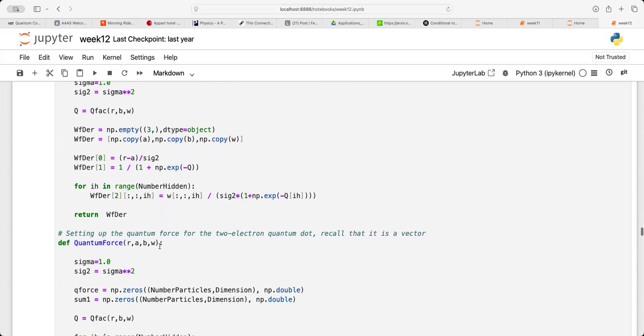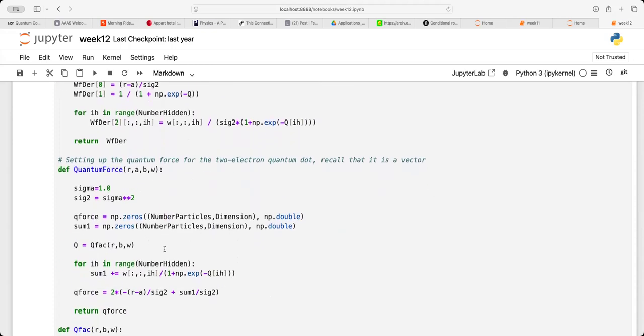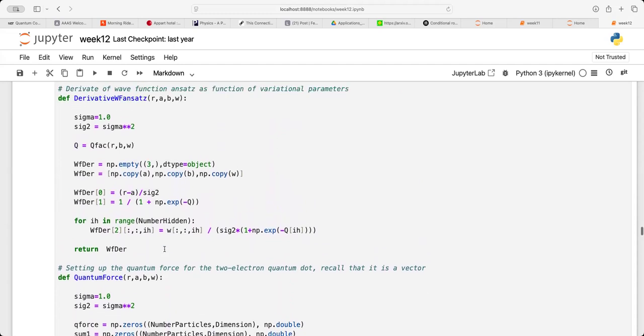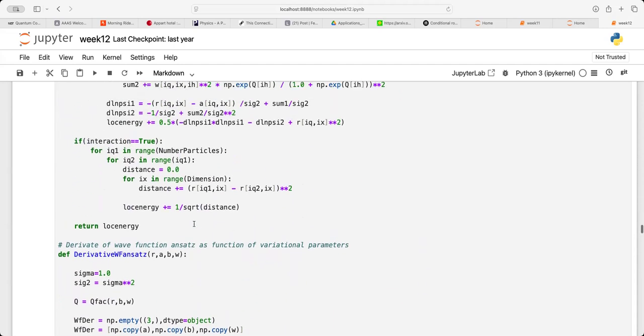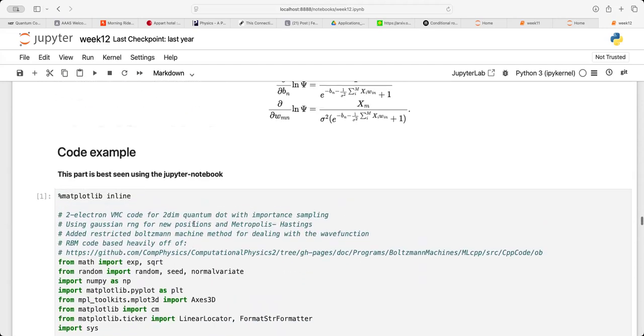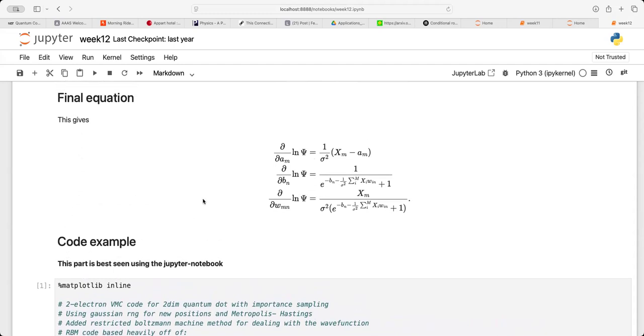And the rest of the code here, I have the quantum force as before, but now I take the quantum force for that specific function, which is actually simpler than the one we did in project number 1. And you will find the derivative of the wave function ansatz. And what is encoded here is simply these expressions which you see here.